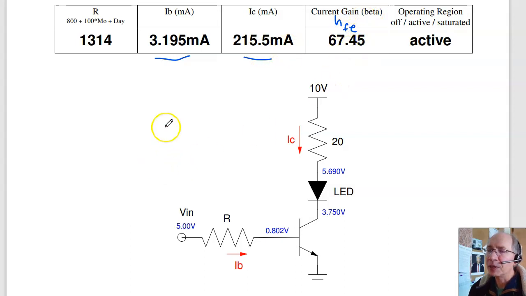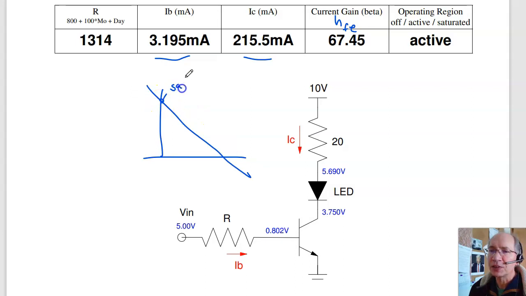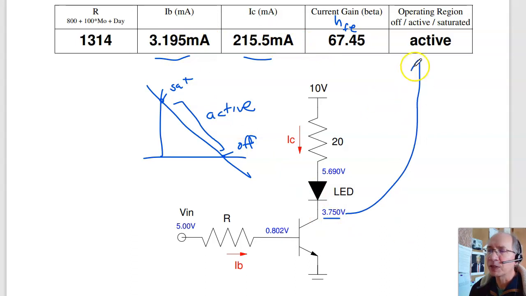And the operating mode, I know I'm active on the load line. If I'm right here at 0.2 volts, that's saturated. If I'm way over here, if the current is 0, I'm off. Anything in the middle is active. And since the voltage is bigger than 0.2, right there, that tells me right away I'm active. So that's quiz number 4 for ECE 320.